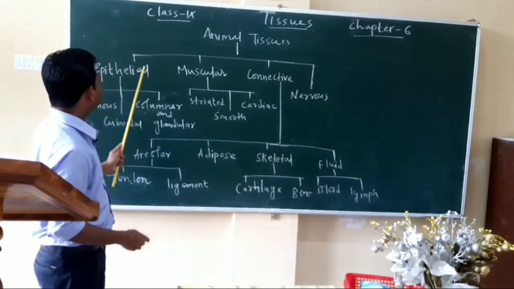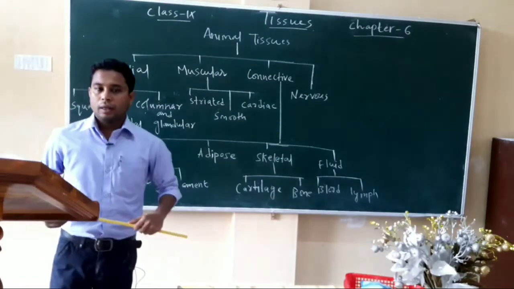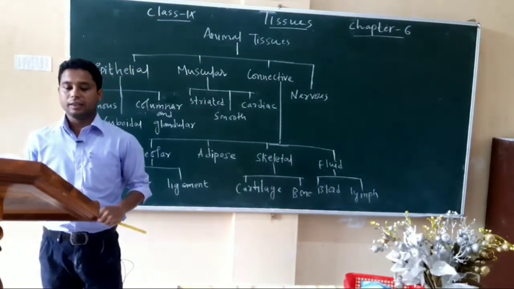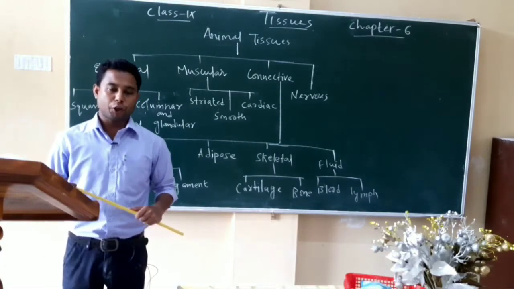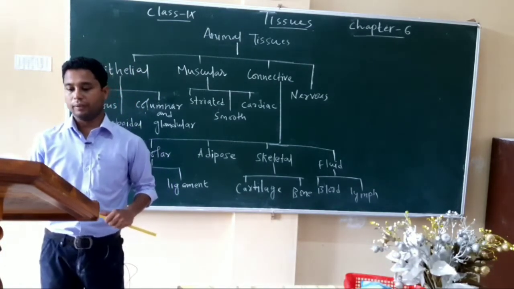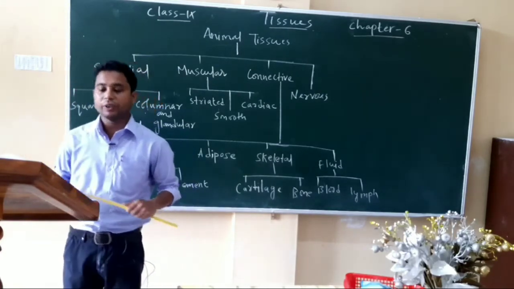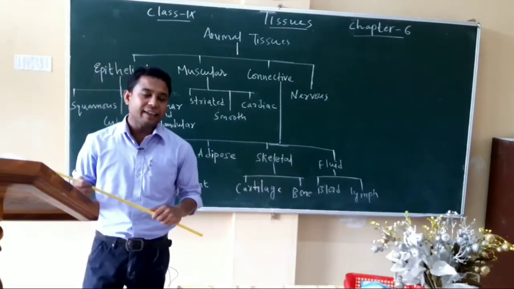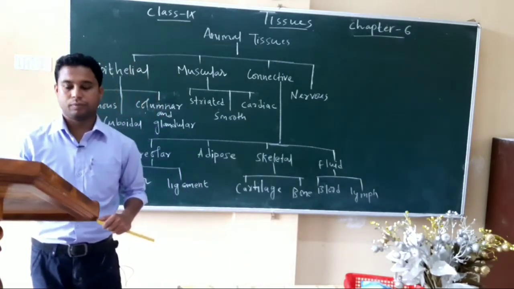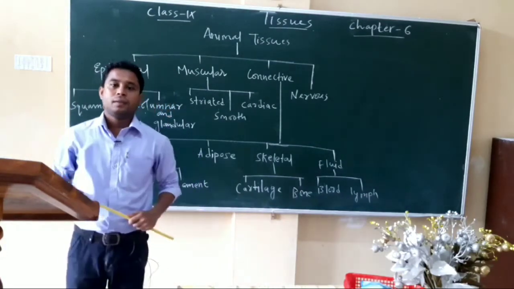First of all, let us see what is epithelial. Epithelial is the protective tissue of the animal body. The tissue covers most organs and cavities within the body. Our skin is made up of epithelial tissue.